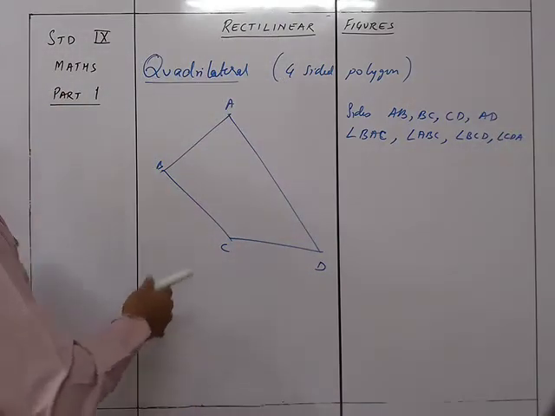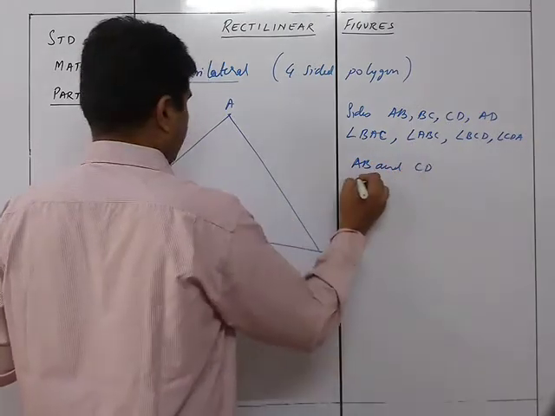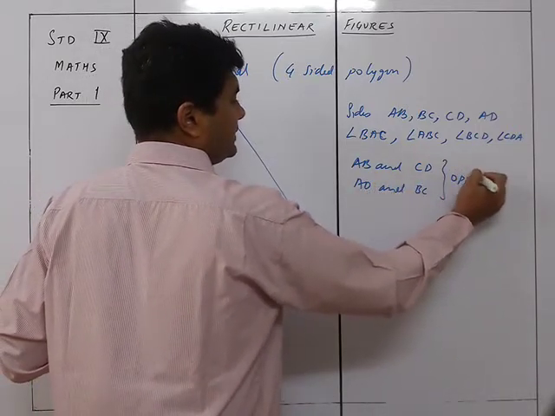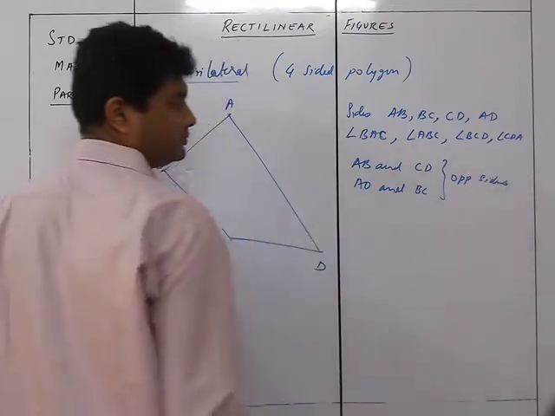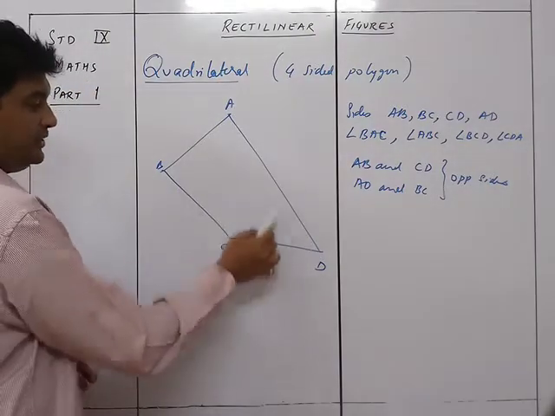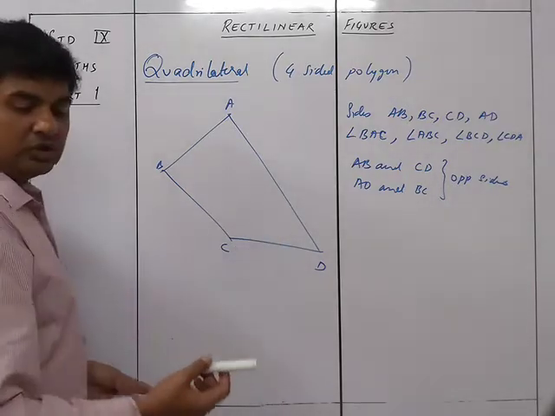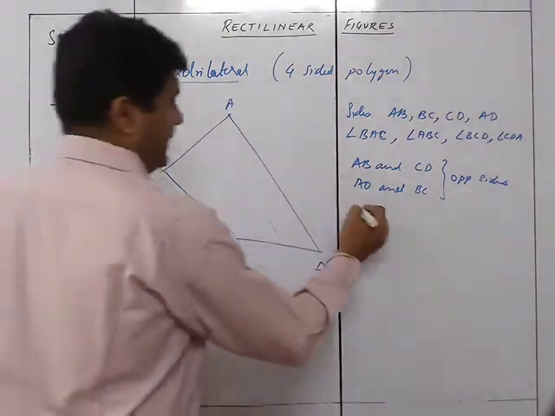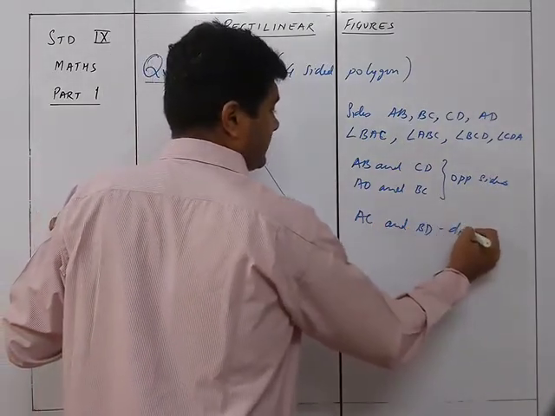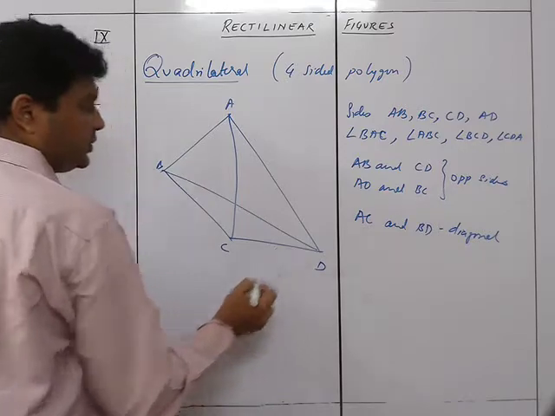Now out of these, AB and CD, and AD and BC are opposite sides. Similarly, this side and this side will be adjacent sides. This will be opposite, this will be opposite. This and this are adjacent, this and this adjacent, and so on. So these are adjacent sides. Now AC and BD are diagonals.